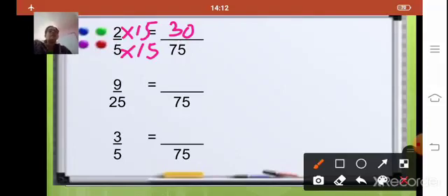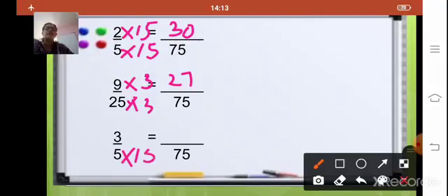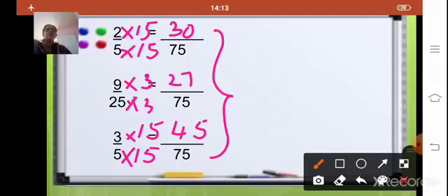Coming to the next fraction, 9 upon 25. Now 25 multiplied by which number will give you 75? That is 3. Correct? So 9 also you will multiply by 3. 9 3s is 27 upon 75. Third fraction, 5 multiplied by 15 will give you 75. Now same way, numerator also you will multiply by 15. So 15 3s is 45. Now all the fractions have become like fractions. That is, your denominator is same.